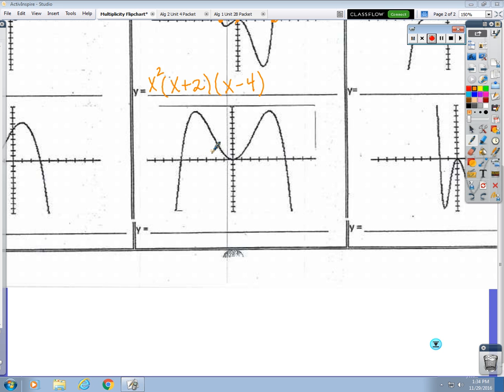Okay, for this one, is it even or odd? Even, because it's going the same direction. They're both going down. Since they're both going down, it's even what, DeAndre?